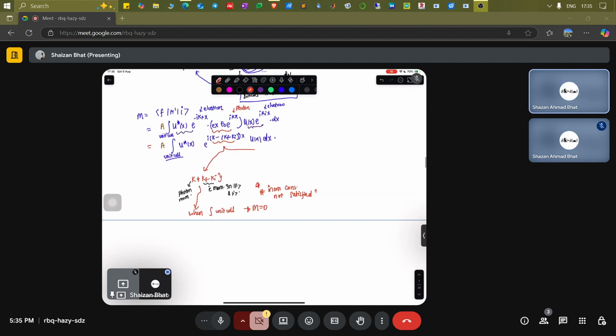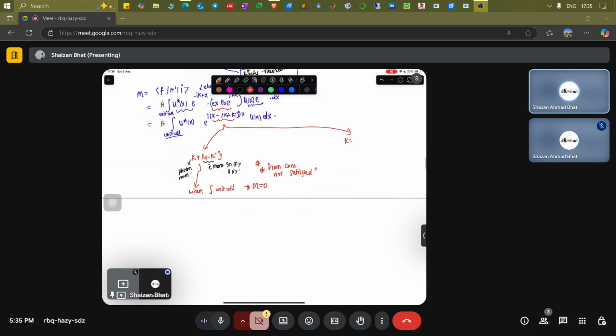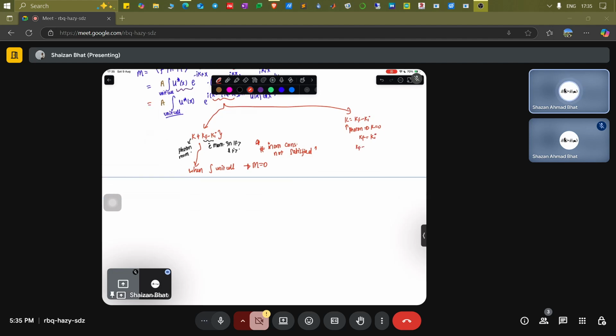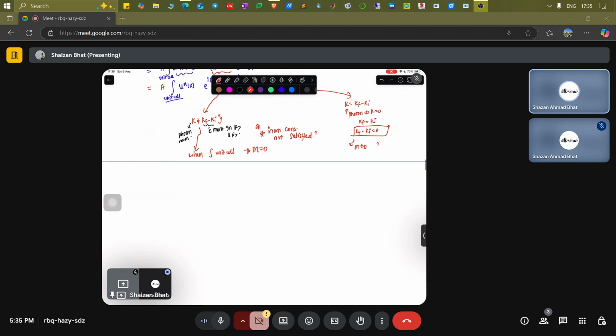What is the other scenario? The other scenario is, let's say, if k is equivalent to k_f minus k_i. Because the photon momentum k is equivalent to 0, that means k_f is equivalent to k_i, so k_f minus k_i is equivalent to 0. That is what it means. That means M is not equivalent to 0 now, and you have the absorption taking place. So this is one of the criteria of how the absorption takes place.